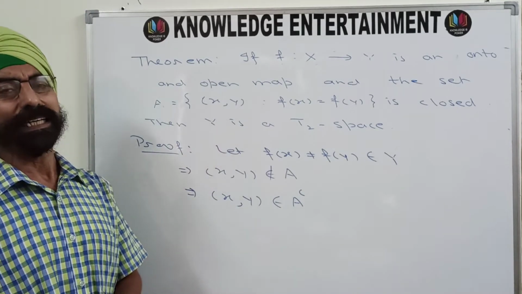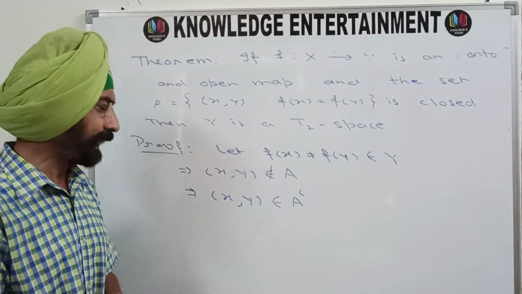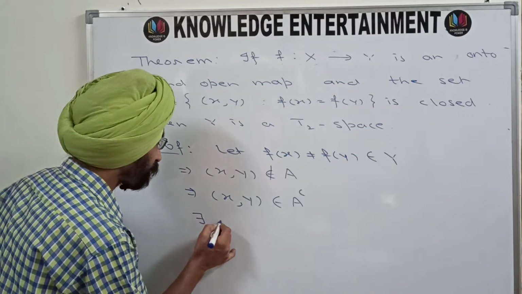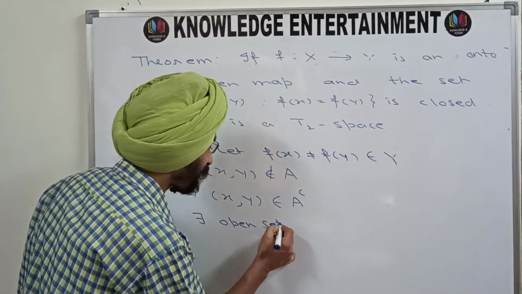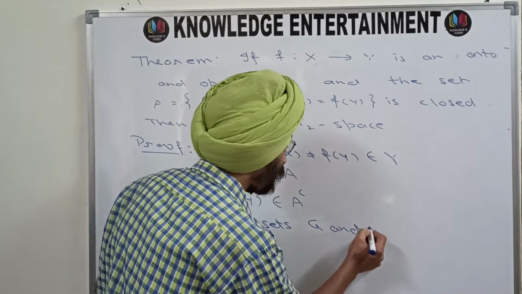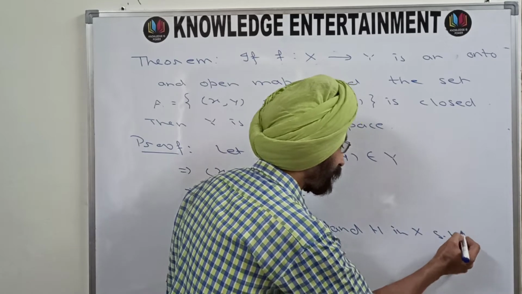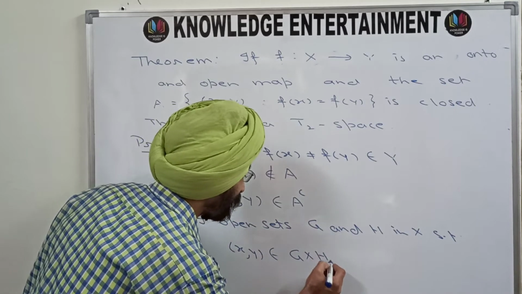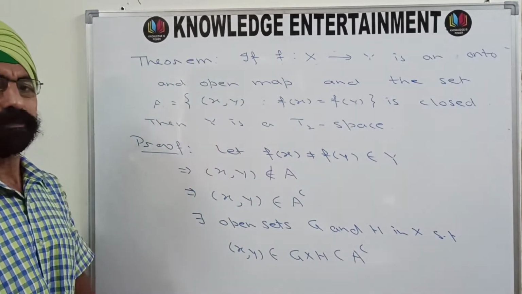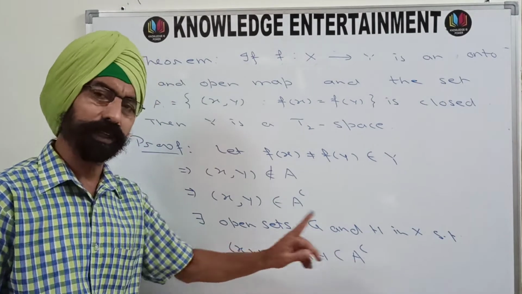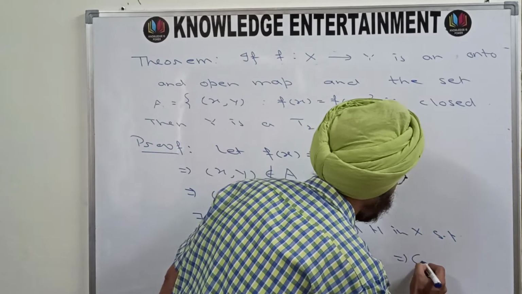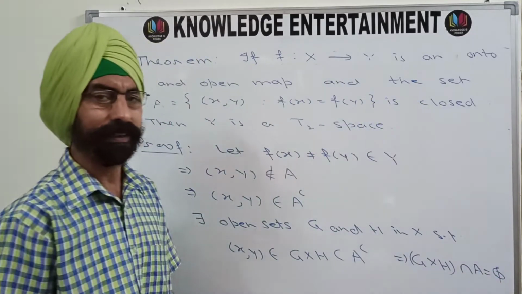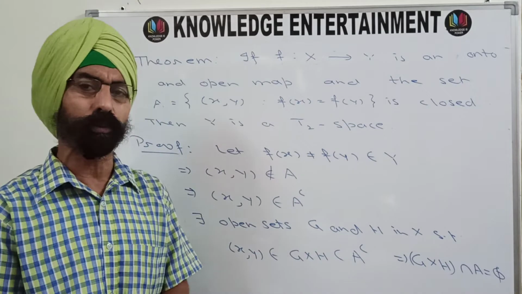Therefore, by definition of open sets, you can have a neighborhood between these two. So you can say there exist open sets G and H in X such that (x, y) belongs to G cross H, and G cross H is a subset of A complement. Now, G cross H is a subset of A complement clearly implies that G cross H intersection with A is phi. This is clear because G cross H is a subset of A complement.